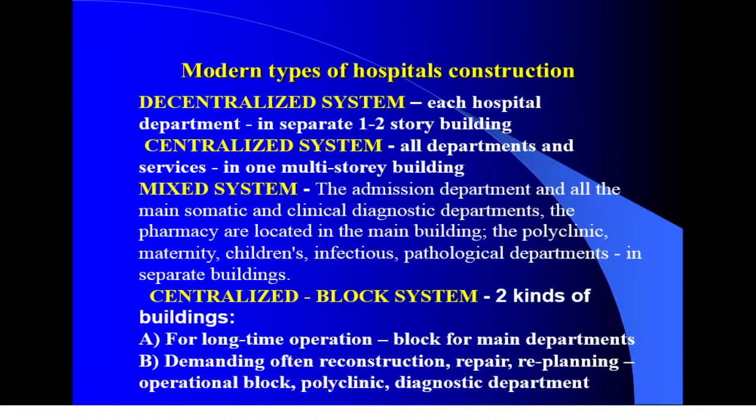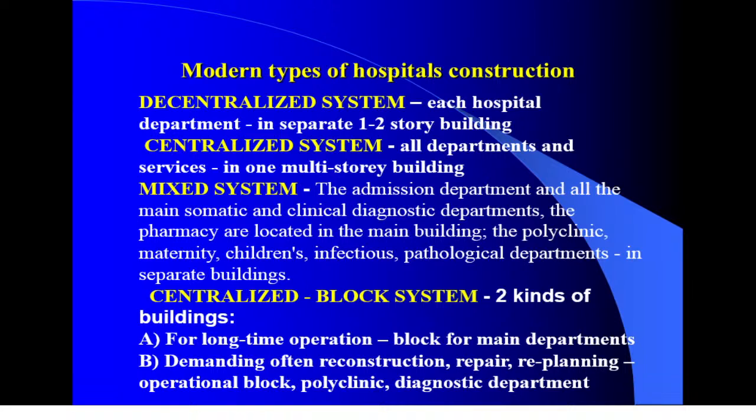We discussed two types of construction, decentralized and centralized. In Simferopol, an example of a centralized system is hospital number 6. If you know hospital number 6, it's an example of such a type of construction, one big building. A decentralized system may be exemplified by our Crimean Republican Hospital named after Semashko. It's an example of the decentralized type of construction.